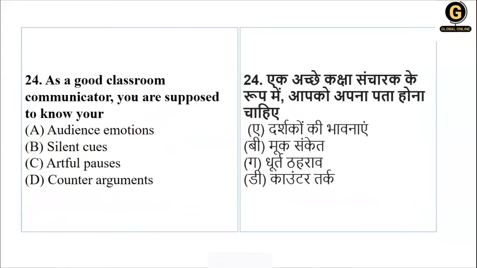Next, as a good classroom communicator, you are supposed to know your. अभी आपको अगर आप एक good communicator हो, okay, तो आपको क्या पता होना चाहिए? Audience emotions, silent clues, artful pauses and counter arguments. Okay, audience emotions, but आपके audiences same नहीं होंगे, और emotions, maybe people are faking the emotions, तो ये option नहीं होगा. Silent clues, it's not possible. We have to deal with 50 to 60 students in a class, so it's not possible.